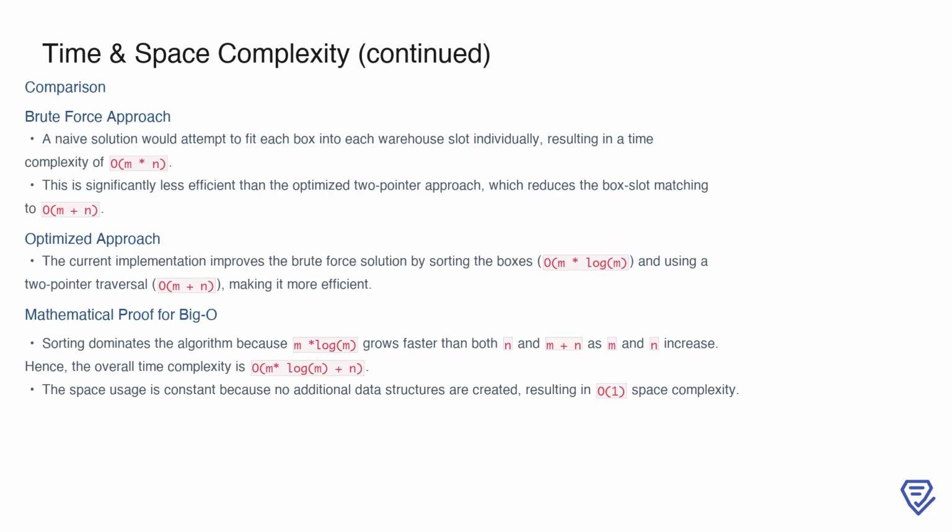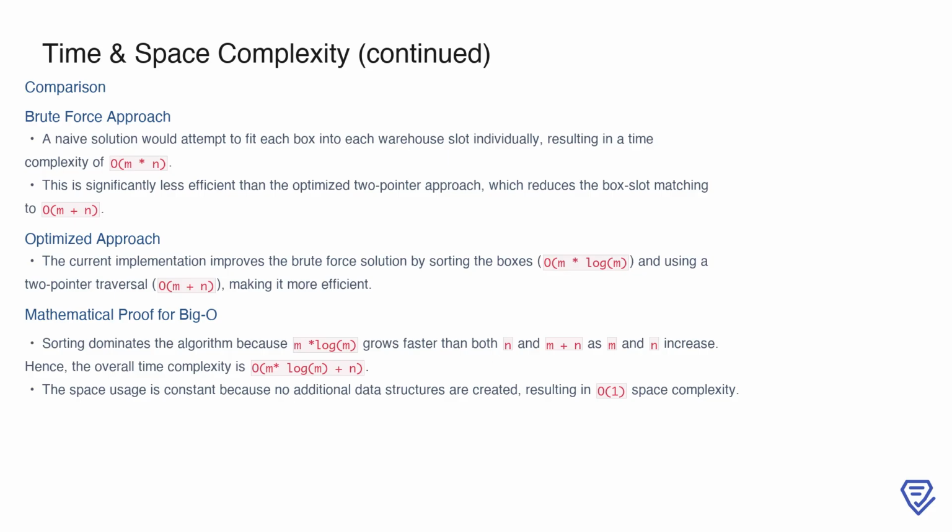To put this in perspective, let's compare the optimized approach to a brute force solution. In a naive method, we would try to fit each box into every warehouse slot individually, resulting in a time complexity of m times n. This is significantly less efficient than our optimized solution. The current implementation improves upon the brute force approach by first sorting the boxes in m log m, and then using a two-pointer traversal to match boxes to slots in m plus n. This makes the optimized approach far more efficient.